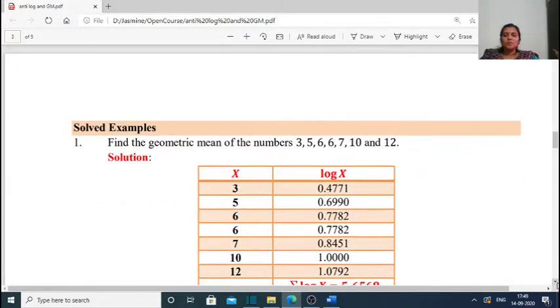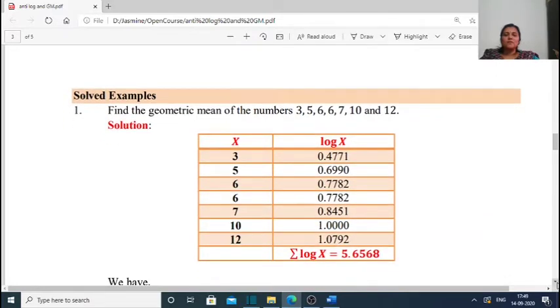So the first problem is find the geometric mean of 3, 5, 6, 6, 7, 10, 12. So we use the first formula. For that we have to use log G is equal to sigma log x by n.